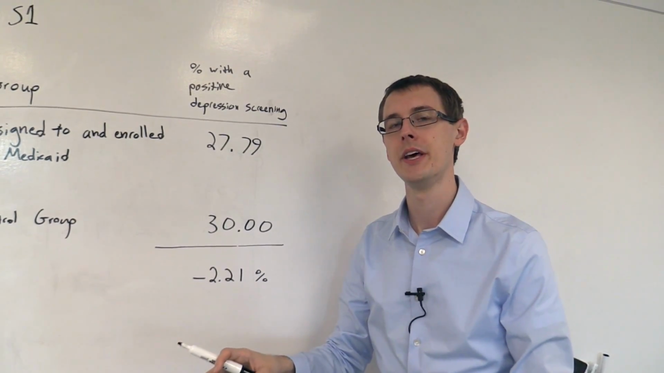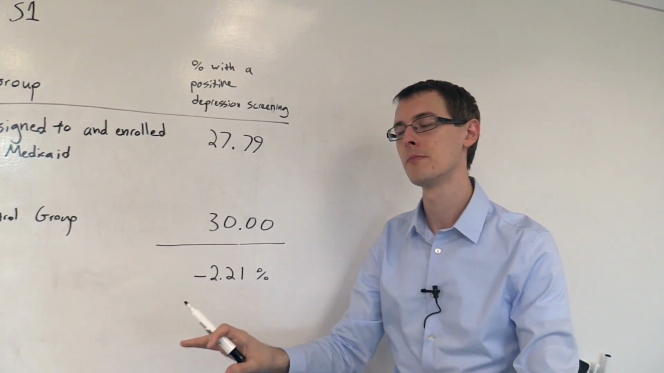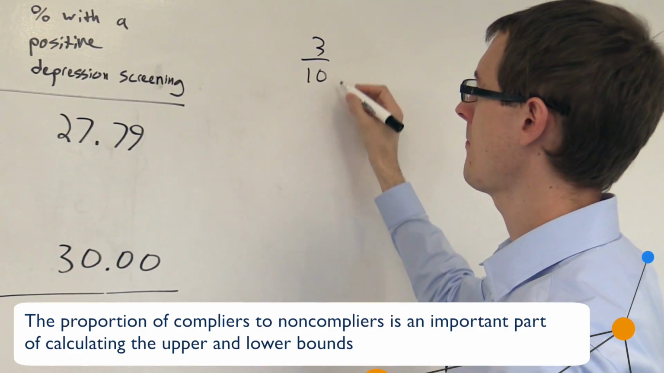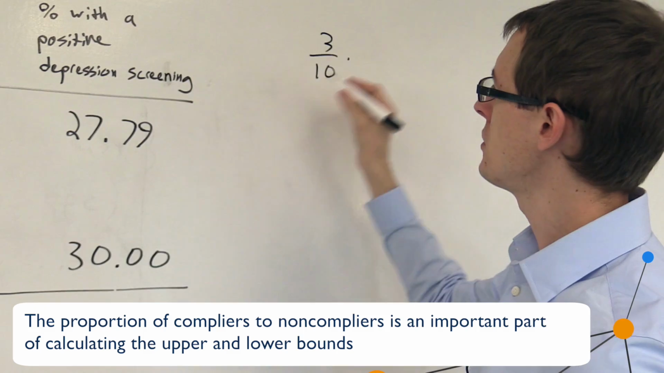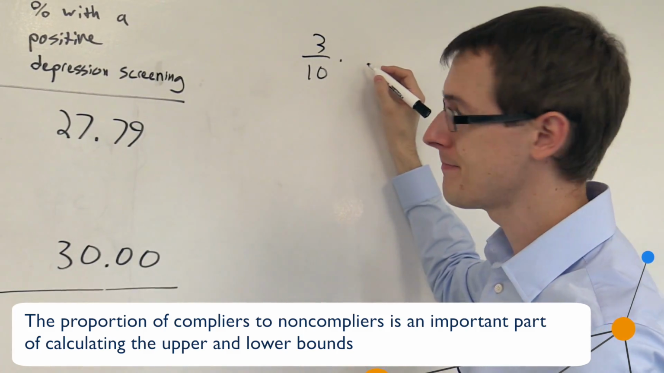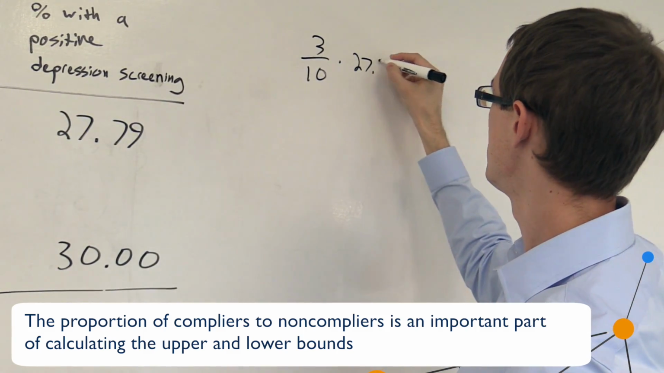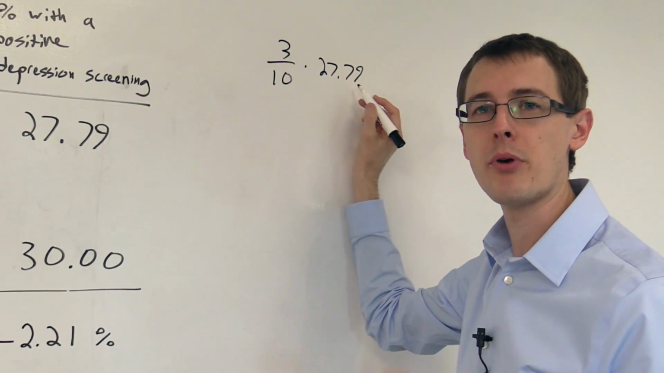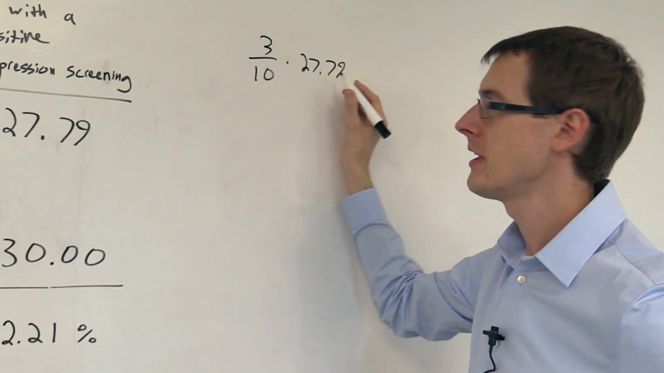But not all of them did. So we've got to split them into two groups. We've got our first group, 30% of people, 3 over 10. Those people, we know what happened when they got Medicaid because they complied. So we know that for these people, the percentage of people with the depression screening was 27%.